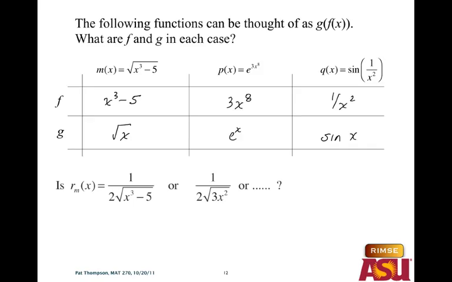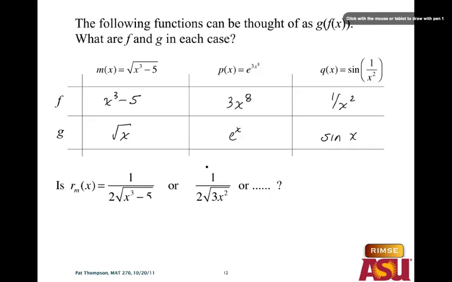So we want the rate of change of m with respect to x. So we know the rate of change of square root of x is 1 over 2 square root of x. So here's one possibility. Is it 1 over 2 times the square root of x cubed minus 5? Okay, so that would maybe be based on the rules that we know, that might be a guess that you would make. Another possible guess would be this. 1 over 2 square root of what? The rate of change of x cubed minus 5 in there. So 1 over 2 square root of 3x squared.